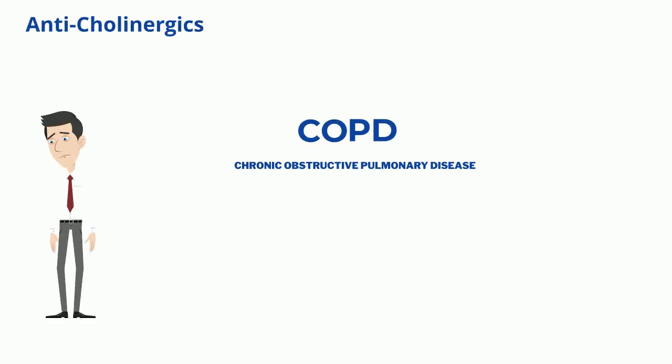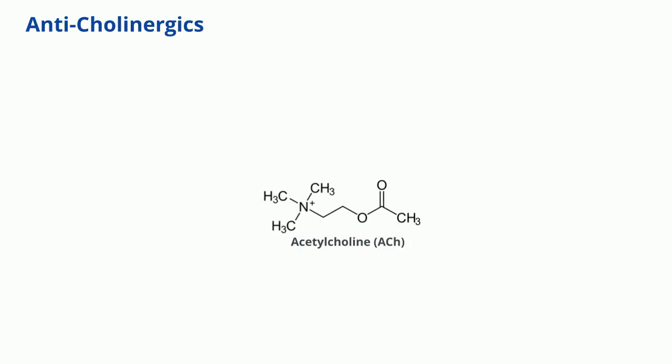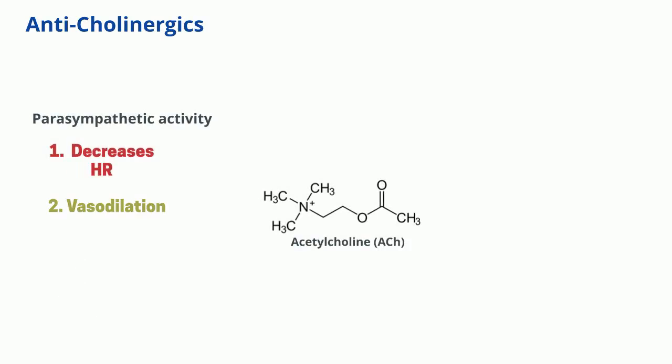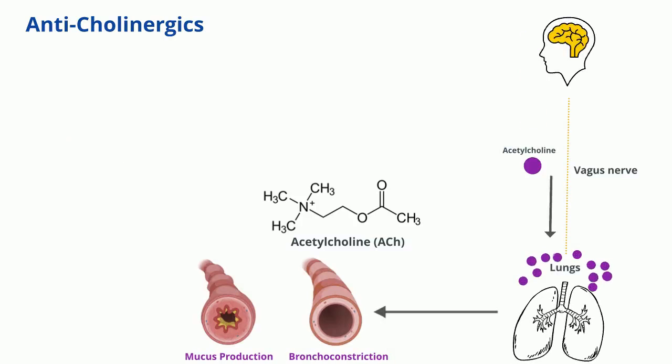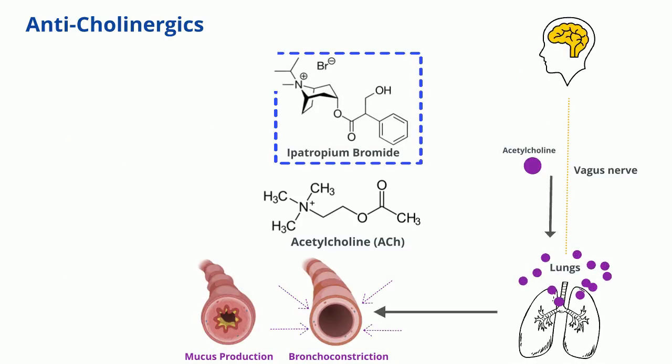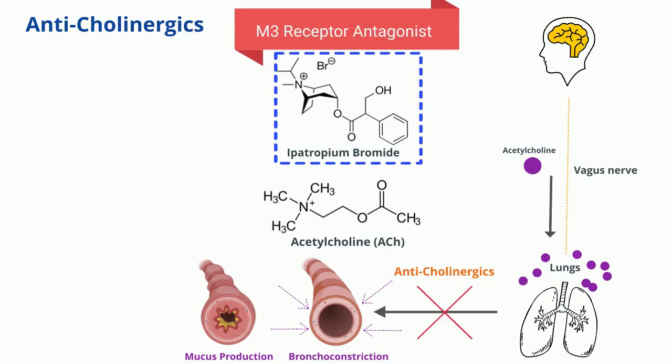Anticholinergics are a group of drugs commonly used to treat COPD. They work by inhibiting acetylcholine activity at nerve synapses. Acetylcholine usually has parasympathetic activity. It decreases heart rate, dilates blood vessels, and causes bronchoconstriction. Acetylcholine is released as a neurotransmitter from cholinergic nerves supplied by the vagus nerve. Anticholinergics work to counteract parasympathetic activity by inhibiting the effects of acetylcholine. They are antagonists of the acetylcholine receptor and thereby prevent mucus secretion and bronchoconstriction from occurring.